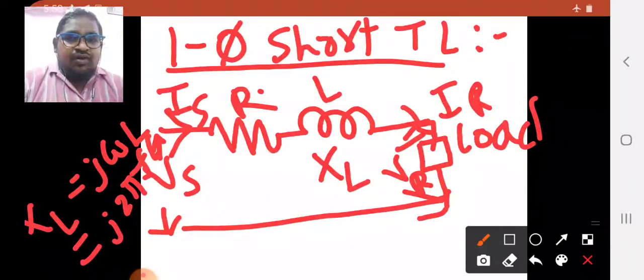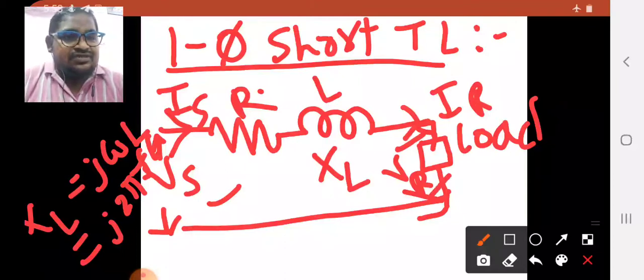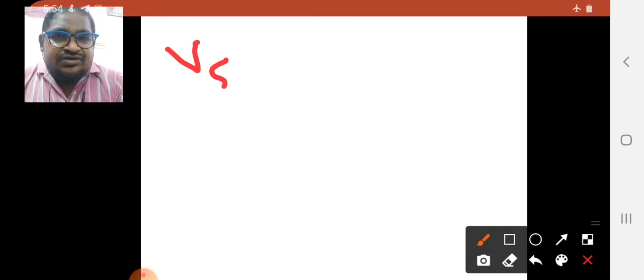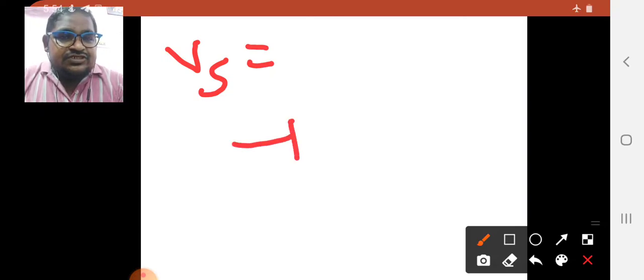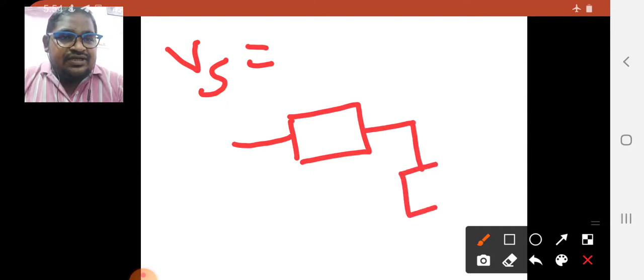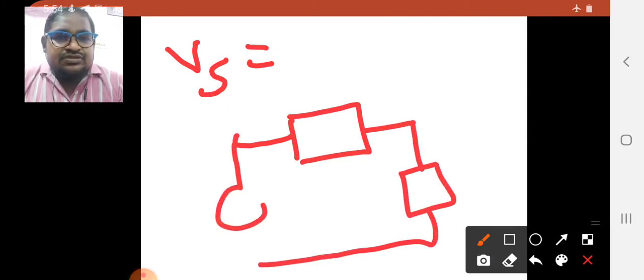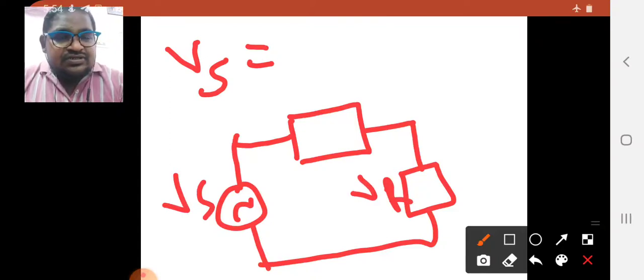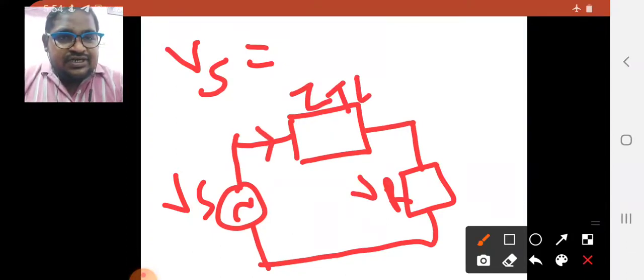Now, what is the drop in the transmission line? Drop in the transmission line is Vs minus VR. Here we can write the sending end voltage Vs, and if you apply KVL for this loop, this is the impedance of the transmission line, and this is the load. This is Vs, this is VR, and here it is Z transmission line. Let the current be I.